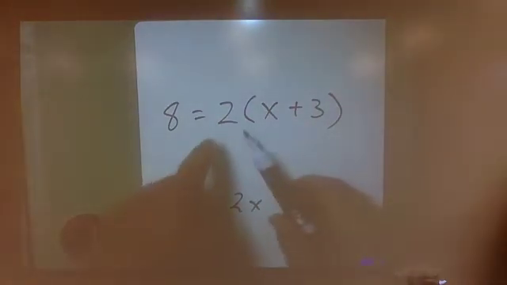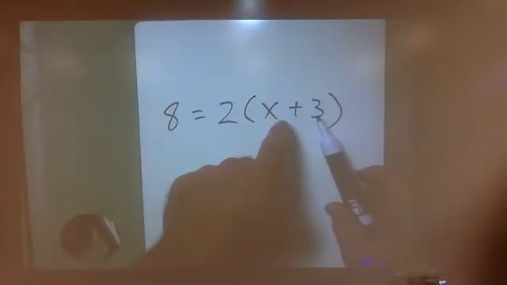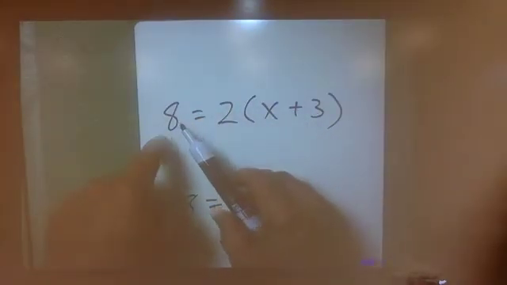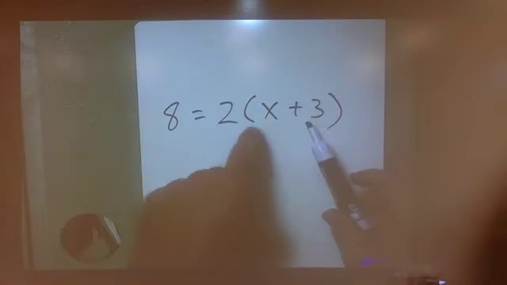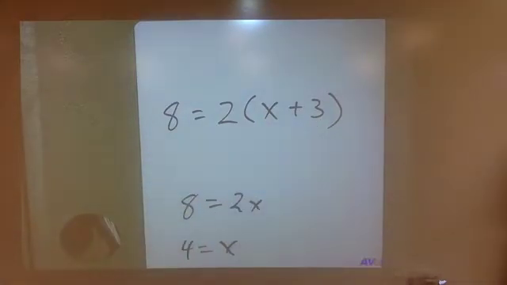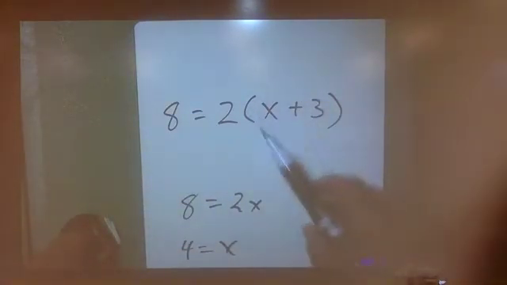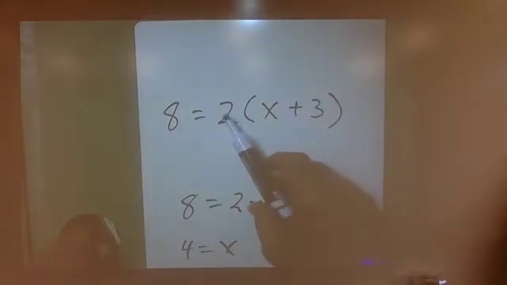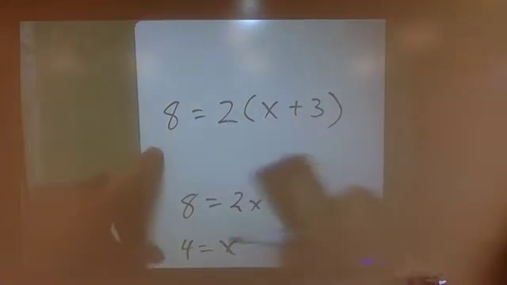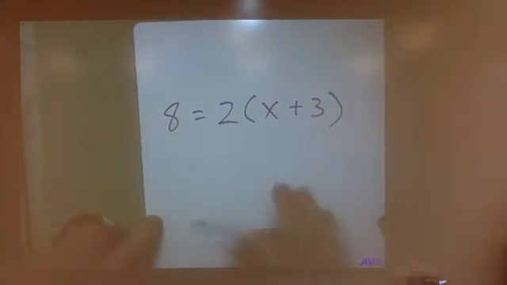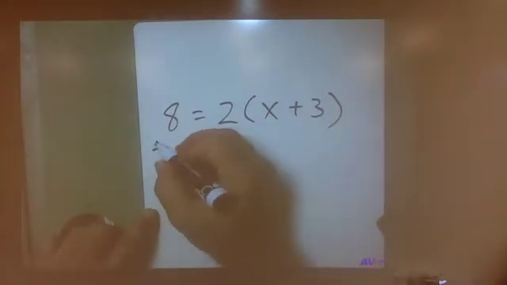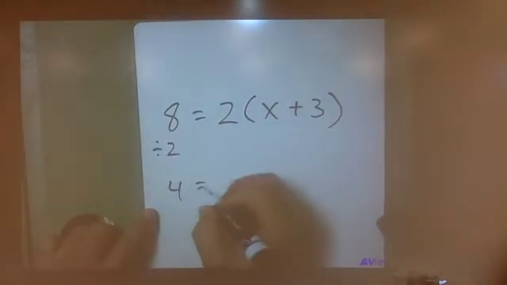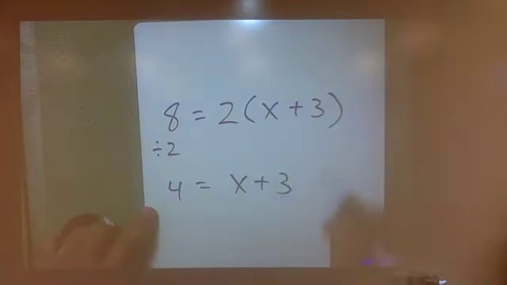So this is saying double this quantity and it'll equal 8. So what do you have to double to equal 8? You have to double 4. So this whole quantity needs to equal 4, because if we multiply 2 times 4, we get 8. So how did we know that 4 was the magic number? We divided 2 to the other side. Divide by 2, and you get 4 is equal to x plus 3.